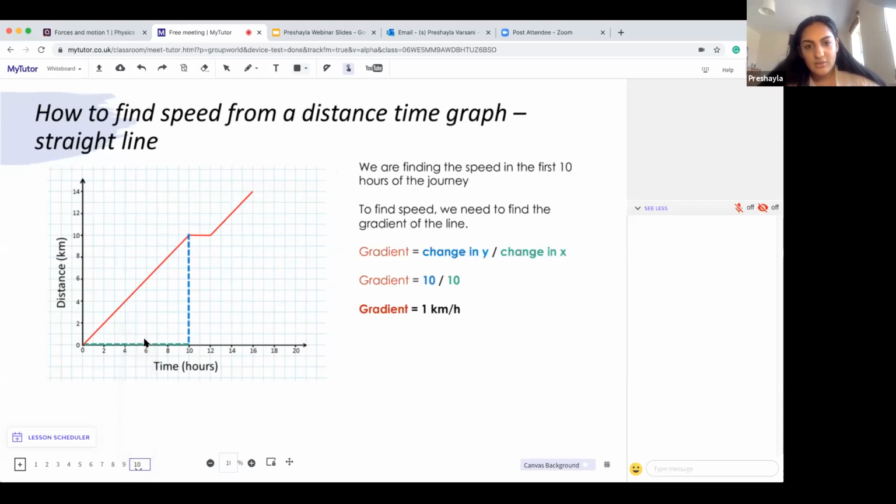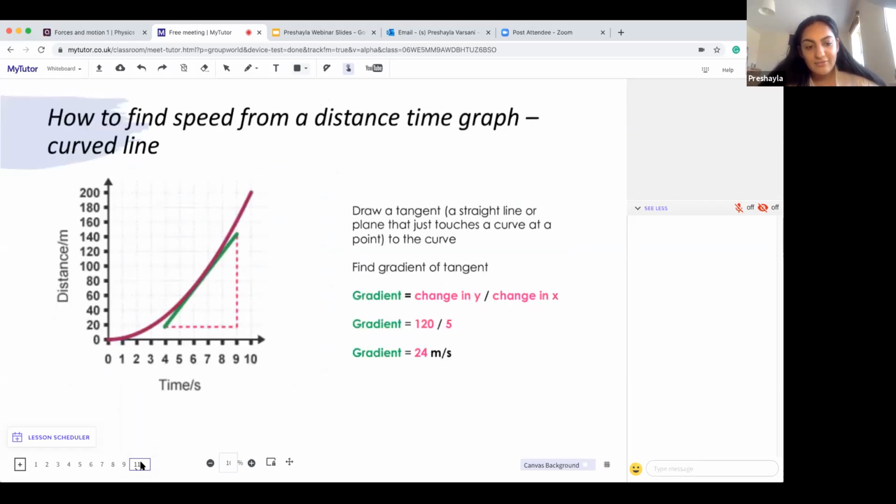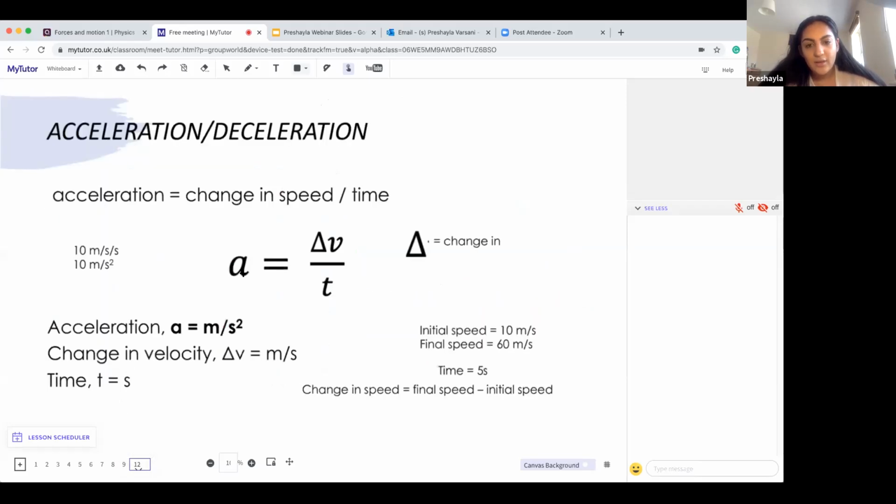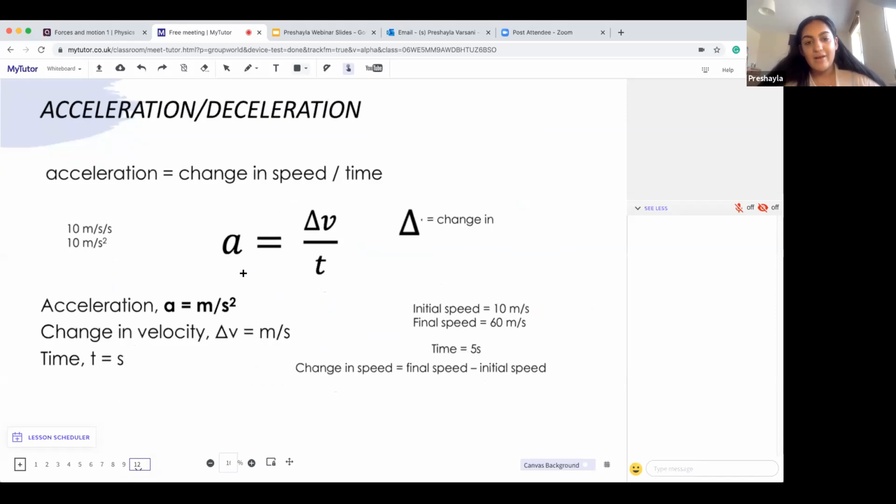So that was just another example. If you want to have a look later, this is what I'm going to be doing next time. Okay, so let's talk about acceleration.